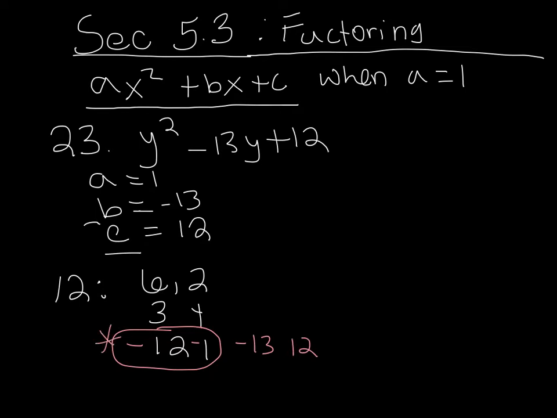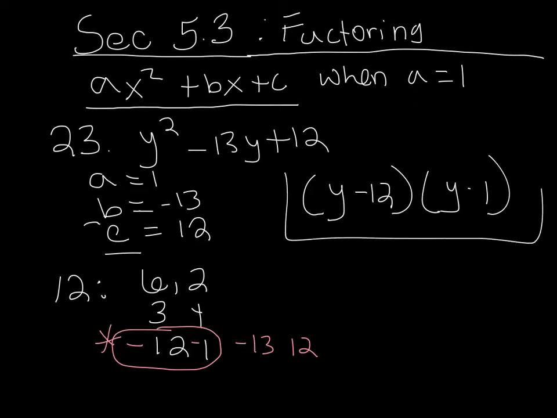Now, in this case, when A equals 1, it's just as easy to factor this by using the negative 12 and the negative 1. So all you have to do is say y minus 12 and y minus 1. And that's it. That's all there is to that. Okay, now let's try another one. Let's try number 35. Okay, so for 35, I have x squared minus 7x minus 30.